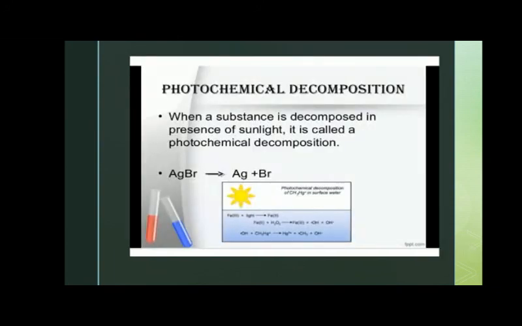Yes, this is the third subtype of decomposition, and it is called photochemical decomposition. When a substance is decomposed in presence of sunlight, it is called photochemical decomposition. An excellent example of photochemical decomposition is the decomposition of AgBr, silver bromide, which is photosensitive and breaks down into Ag and Br.